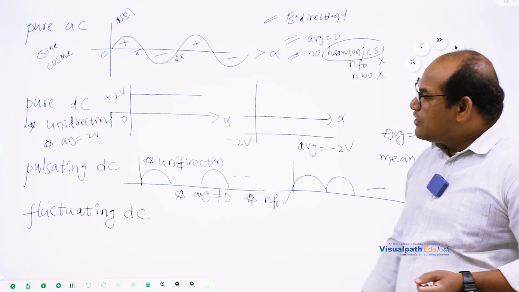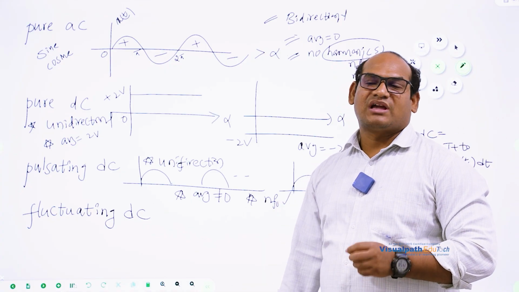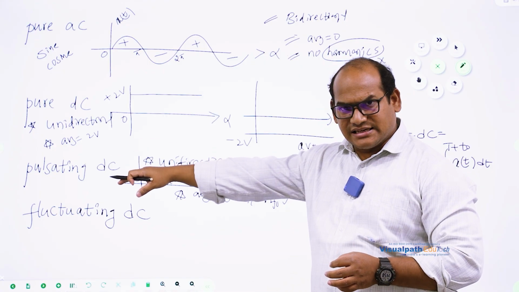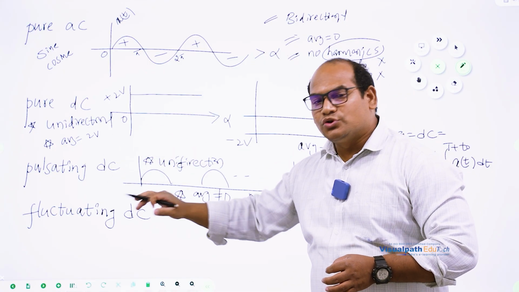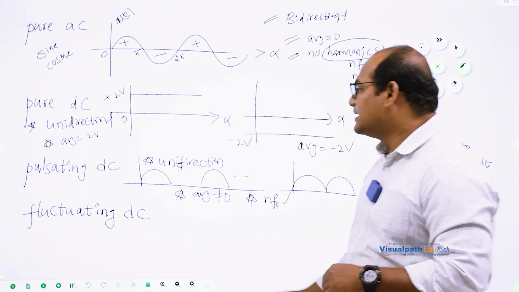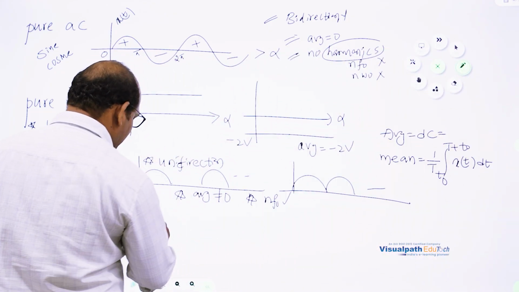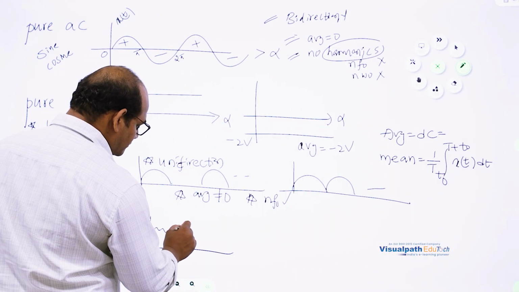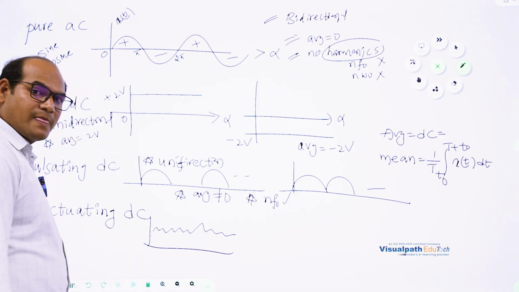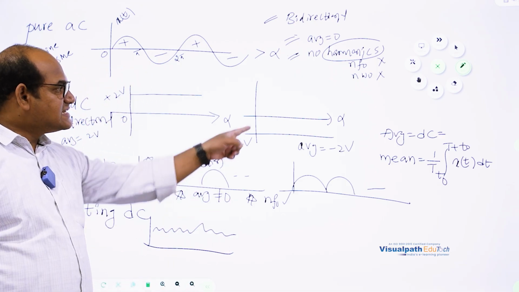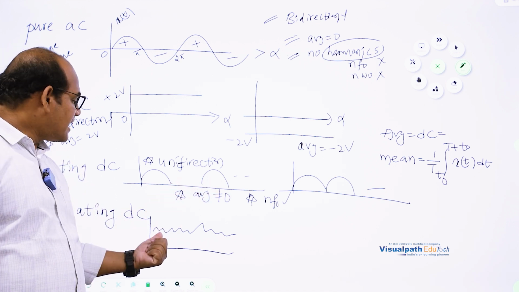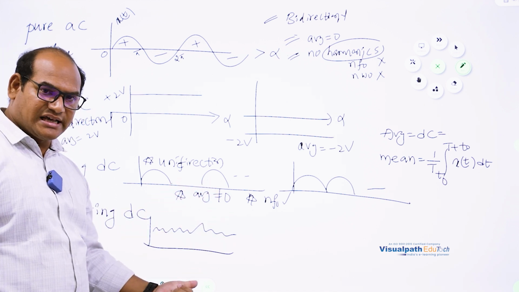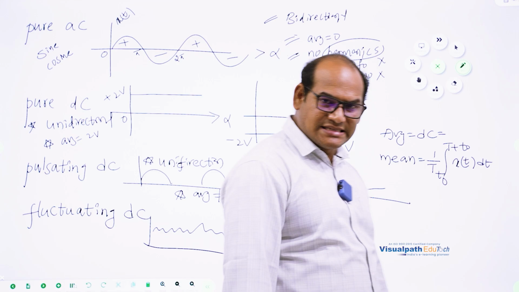Then the fluctuating DC signal. The output of the rectifier, the pulsating DC signal, will be given as input to the filter. The filter output is called a fluctuating DC signal. So it will be like this. It is not straight DC like this, and it is not a pulsating DC either. There are fluctuations in the output of the filter. That's why it is called a fluctuating DC signal.